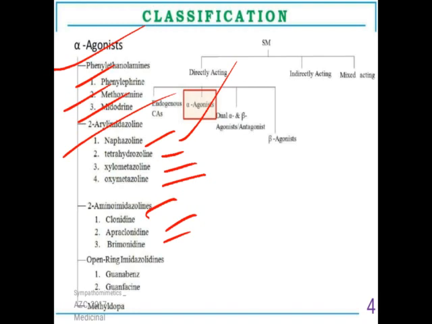And the open ring imidazoline, which we have seen. Examples are guanabenz and guanfacine. So these are the alpha agonist drugs. They only act on the alpha receptor. They do not act on the beta receptor. So these are the drugs.